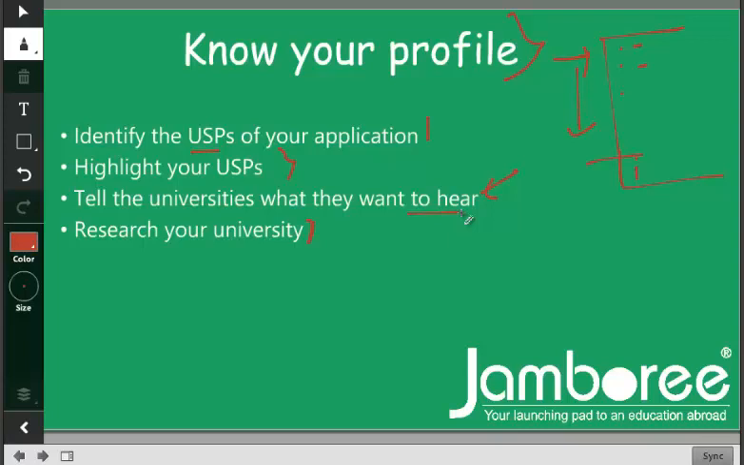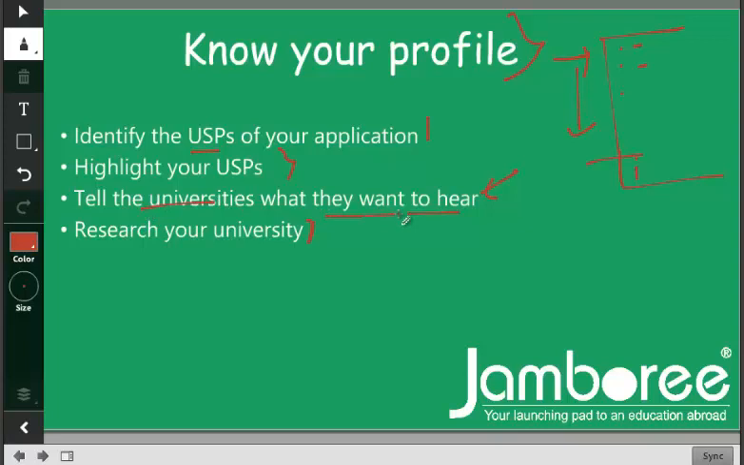So the same set of essays that you are using for Stanford, if you're planning to apply to Darden or Duke or Harvard, will not help, because these universities boast of different things. They stand for different things. If you spend some time on their website, you will see those buzzwords. All of this research is already available. So you have to customize your essays to fit the universities. That's what I mean by telling the universities what they want to hear.